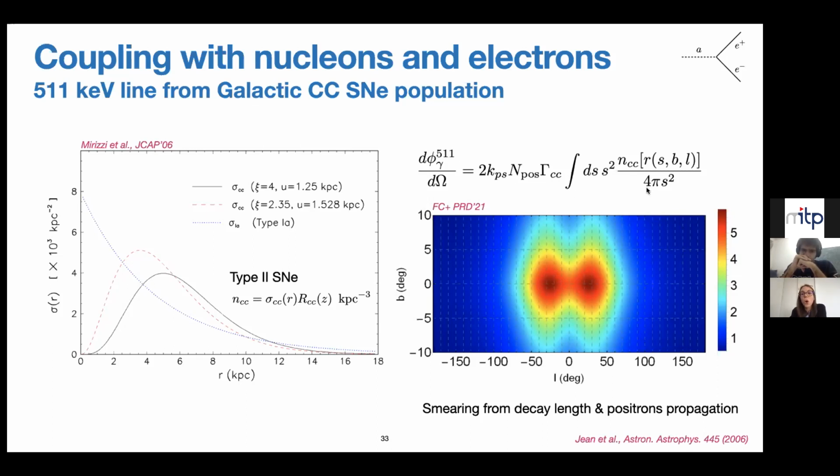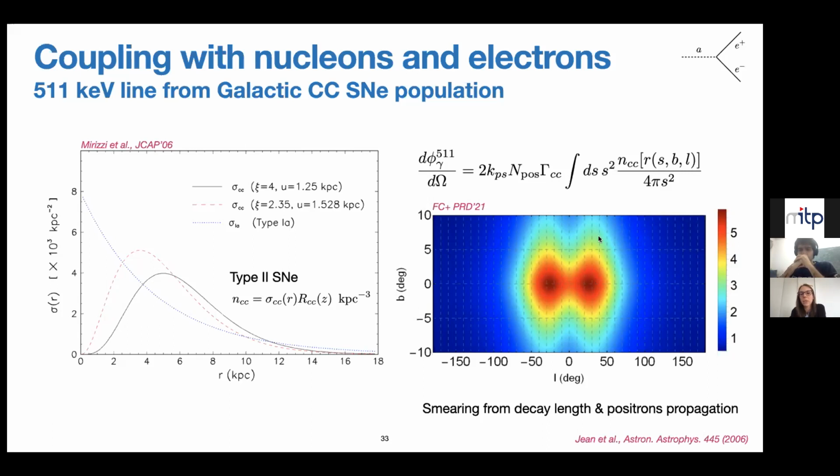To do so, we convolved the signal, so these two-photon annihilation, with the distribution of type 2 supernovae in the galaxy in order to obtain, in this latitude-longitude map projection, the expected signal of 511 keV photons. And this map has a specific signature, this symmetric shape that comes from the distribution of type 2 supernovae, which is peaked in the spiral arms of the galaxy, but there is also a smearing which is related to the decay length and the positron propagation.